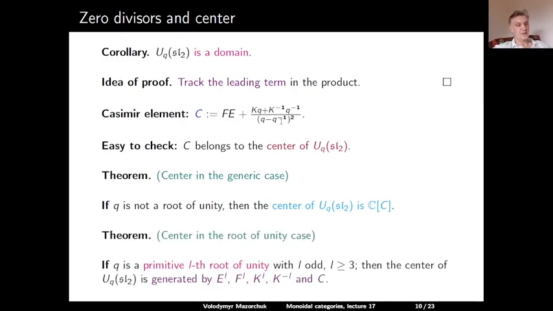At the same time, when q is a primitive l-th root of unity, where l is odd and is greater than or equal to 3, then the center of our quantum algebra is generated by our Casimir element C together with the l-th powers of all generators. So in other words, the center is much, much bigger than in the generic case.